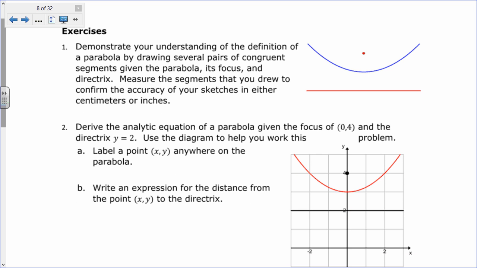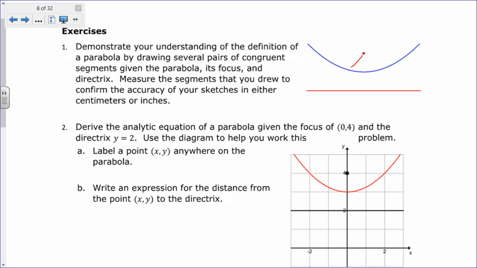All right. Demonstrate your understanding of the definition of a parabola by drawing several pairs of congruent segments given the parabola, its focus, and directrix. Make or measure the segments that you drew to confirm the accuracy of your sketches in either centimeters or inches. So we will work on this one, and actually I want you to work on this one with a ruler and measure them. I'll kind of get you started.